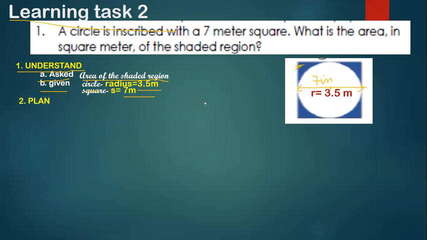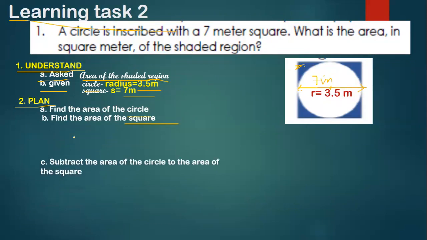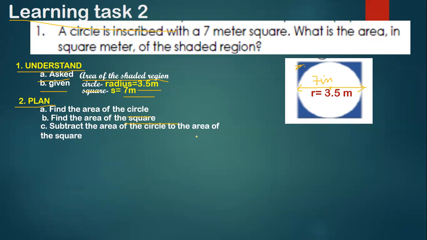The next is you have to plan. Magplanuhan. Anong gagawin natin? Ang tinatanong ay ang area ng shaded region. Pero may panggulo na naman. So, anong gagawin natin? Una, kuhanin natin ang mga area ng mga plane figures natin. Find the area of the circle. Pangalawa, find the area of the square. And then pangatlo, we have to subtract the area of the circle from the area of the square. Ibabawas natin tong bilog na to sa area ng square para malaman natin kung anong area ng shaded region na ito. After planning, you have to solve na.